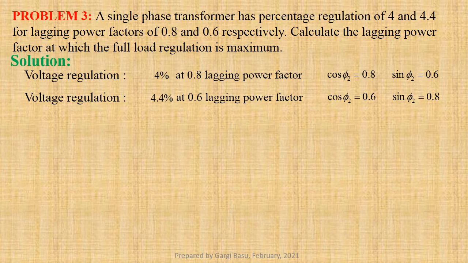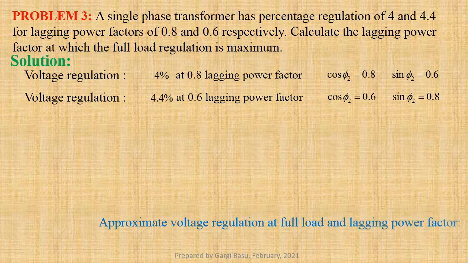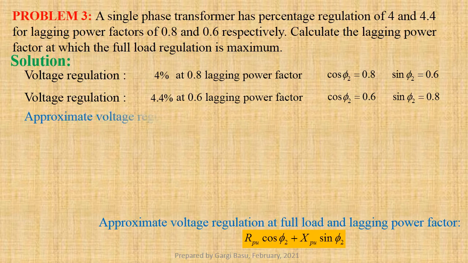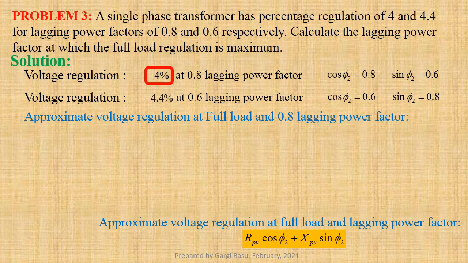Expression for approximate voltage regulation at full load lagging power factor is R per unit cos phi 2 plus X per unit sin phi 2. Therefore, approximate voltage regulation at full load and 0.8 lagging power factor will be 0.8 R per unit plus 0.6 X per unit, which is equal to 0.04.